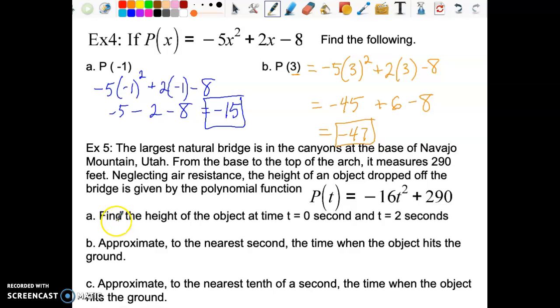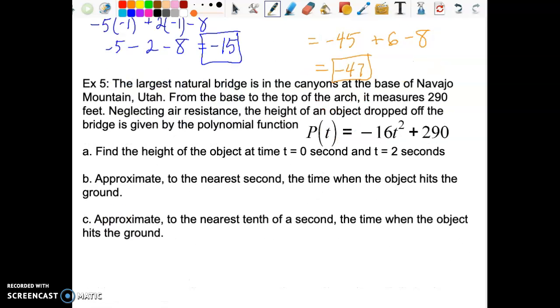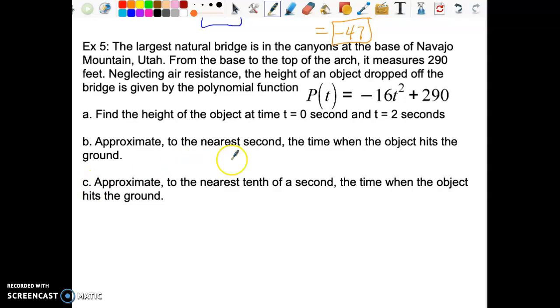Now let's look at exercise 5. Again, feel free to pause it if you need to try these on your own and reread the problem, make sure you understand it. Basically we are dropping an object off of a bridge, and this is the equation that they came up with. The first part is find the height of the object at 0 seconds.